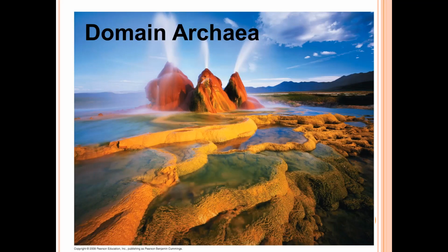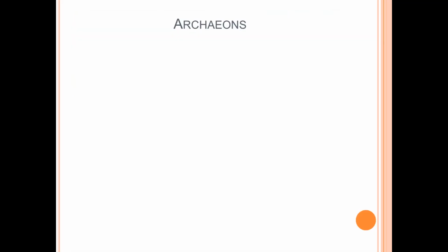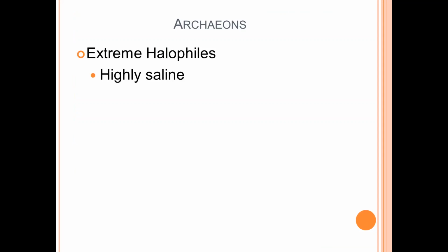Okay, so if we jump back up to the domain archaea, if you remember this, the archaea are in fact prokaryotes, but they are the prokaryotes that have been around for billions of years, and therefore they were evolving when the environment was very extreme and very different than what it is now. So they are called extremophiles. An extremophile would be something that is found only in extreme environments.